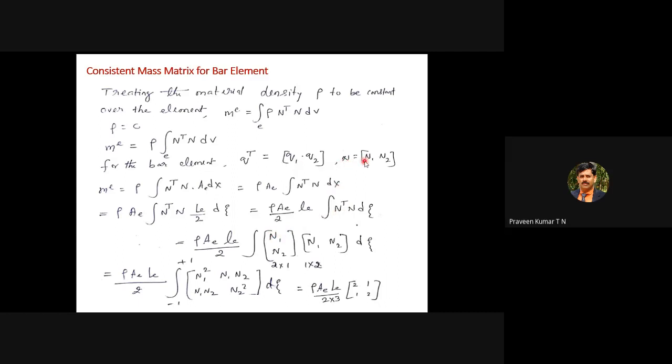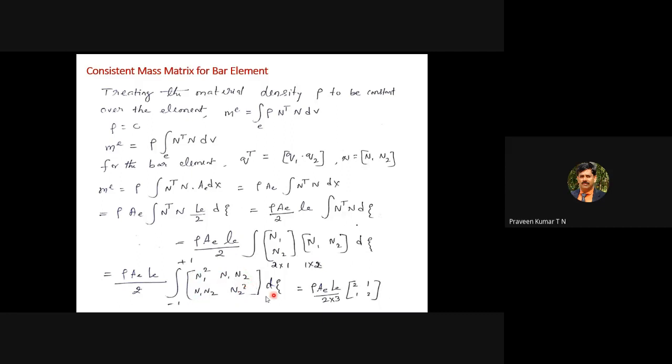N is given by N1 N2. It is a row vector, the shape function matrix, with N1 and N2. N transpose is a column vector, N1 N2. The N is a row vector, N1 N2, and the N transpose is a column vector. So we end with N1 N2, then N, which is N1 N2, into d xi. After multiplying these two matrices, a 2 by 1 and a 1 by 2, we will end with a 2 by 2 matrix.